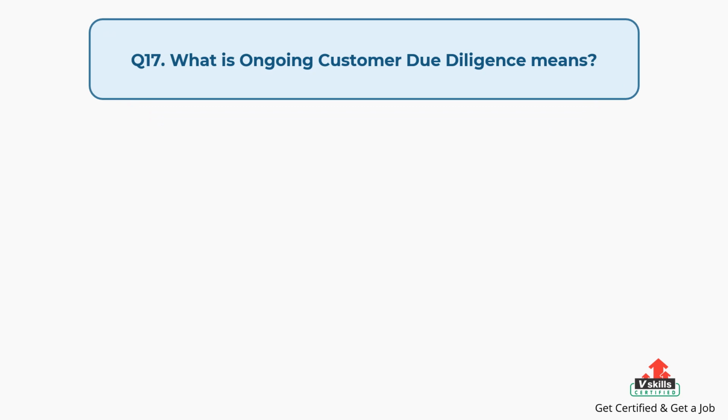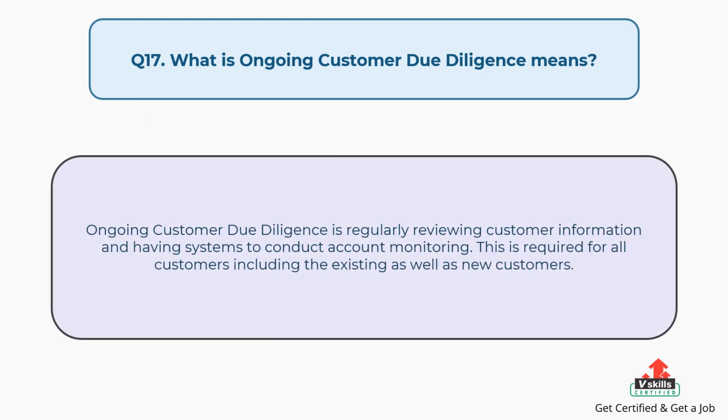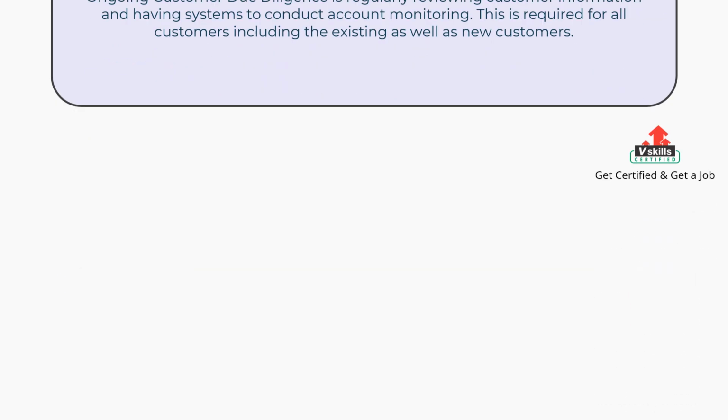Question number 17. What does ongoing customer due diligence mean? The answer is, ongoing customer due diligence is regularly reviewing customer information and having systems to conduct account monitoring. This is required for all customers, including the existing as well as new customers.